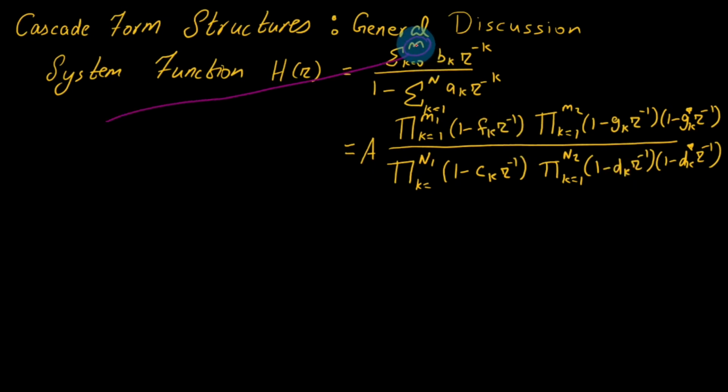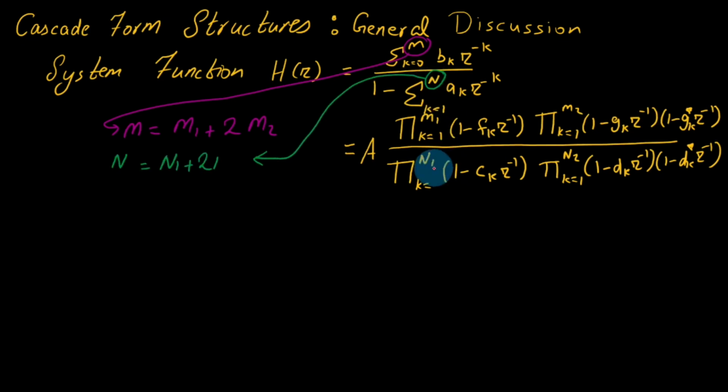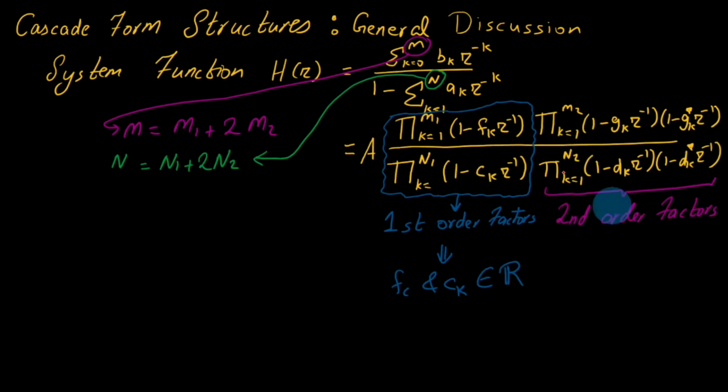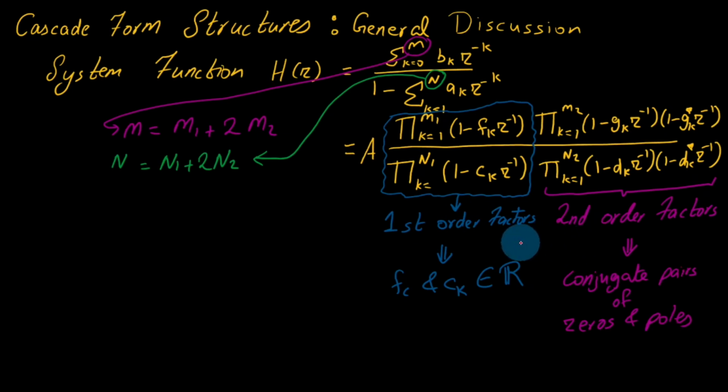Note that M is equivalent to M1 plus 2 M2, with the 2 because there is a conjugate pair expressed over here. Similarly, N is equal to N1 plus 2 N2. As mentioned before, these are the first order factors and they have f_k and c_k which are real, whereas the multiplication of the second subsections are second order factors and they have conjugate pairs of zeros and poles.